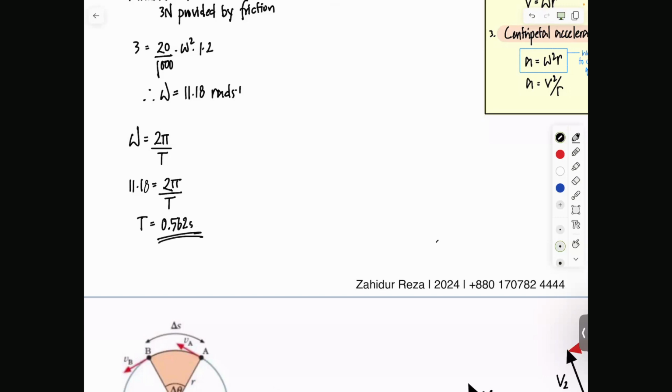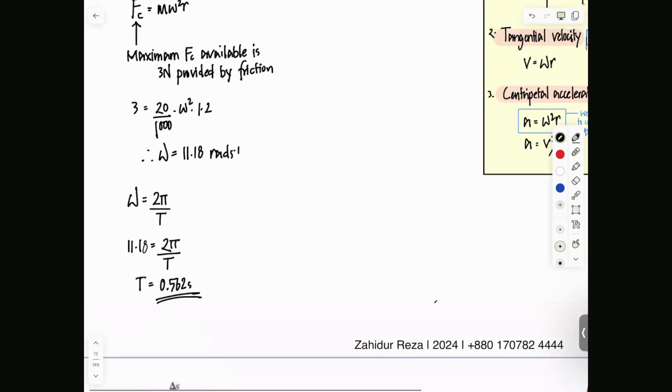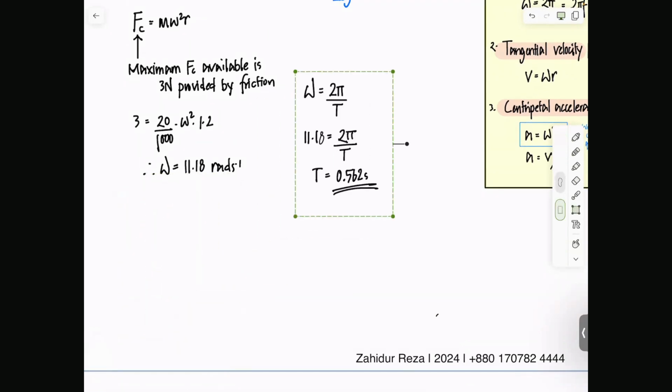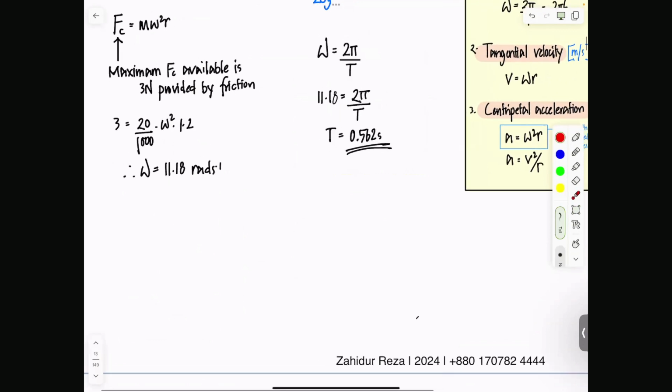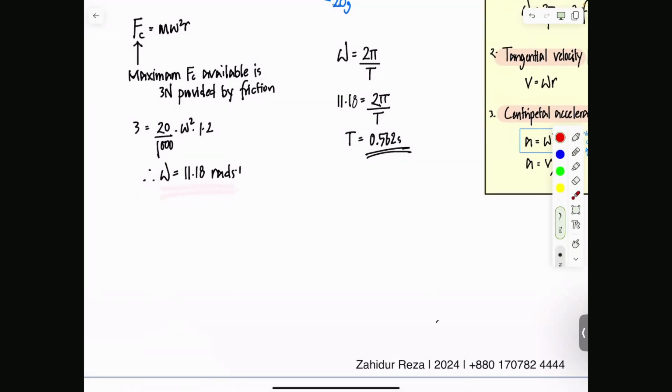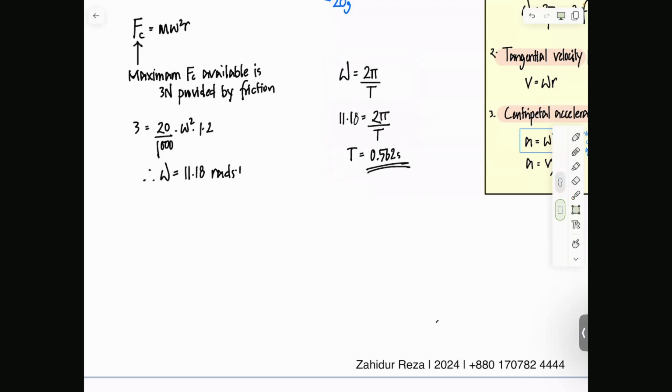Let me explain what we just found. We found that the centripetal force is 3 Newton. At that rate, your omega is this. Omega is angular speed. It means how much angle is covered every second. So that's 11.18 radians per second. Using this information, we found the time period.